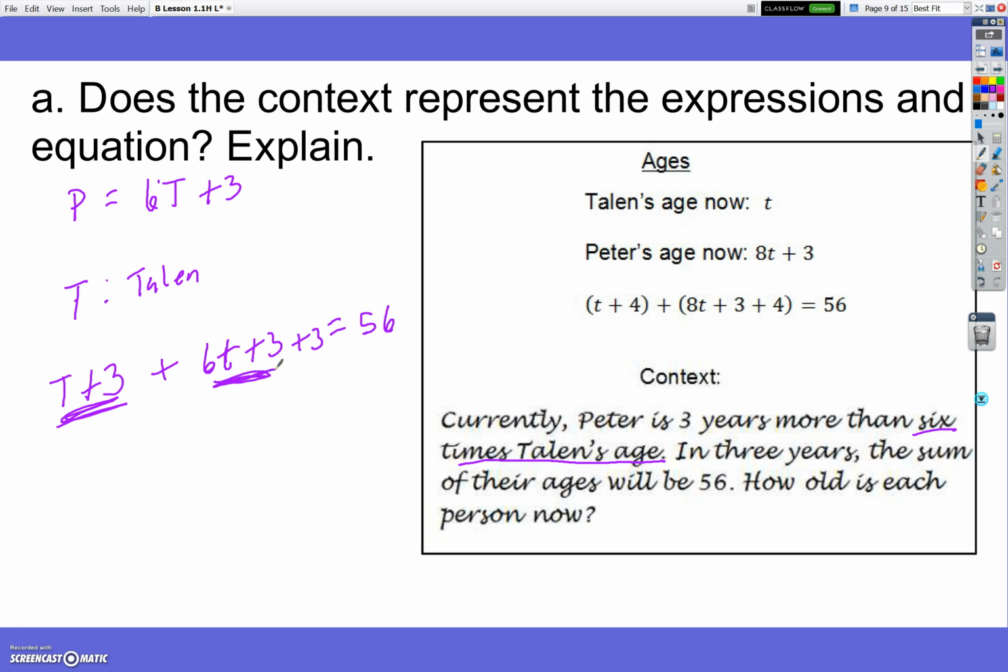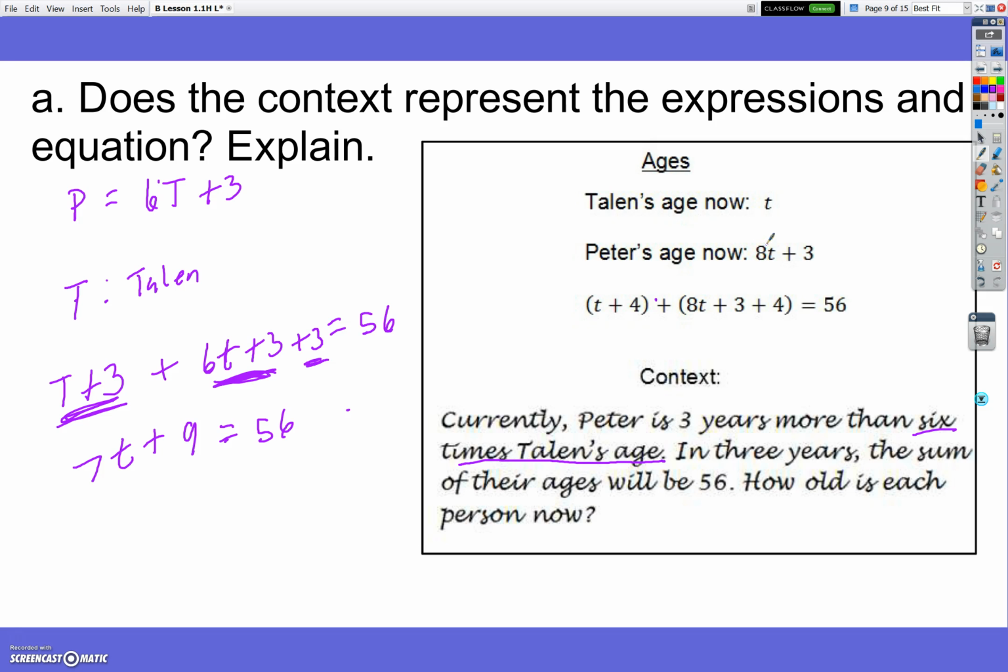So this is what they gave us for Peter. Peter is now 3 years older. So when we add these up, I'm going to have 7t plus 9 is equal to 56. So the mistake this person made, we can see our equations don't match right here. There's a few things that they did.